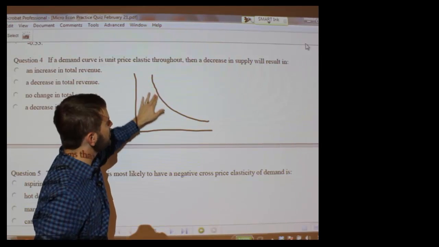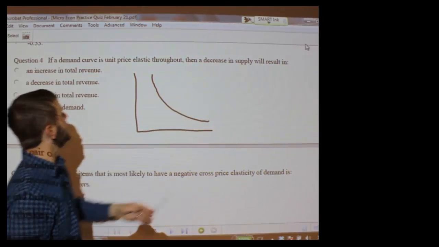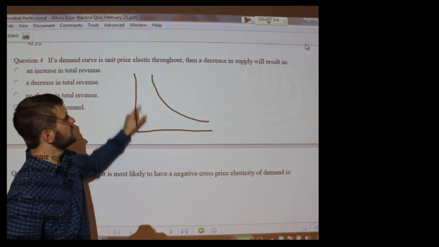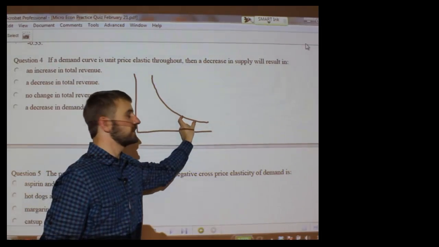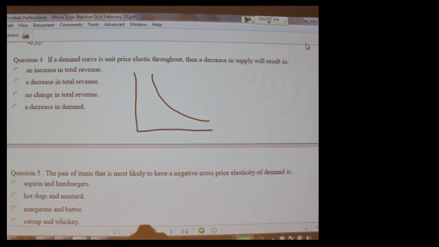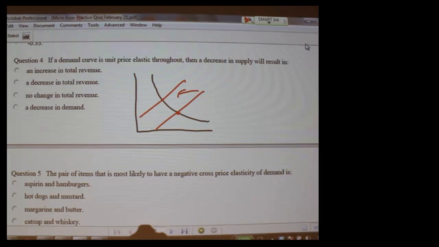But for demand curves that look like this, the elasticity is the same everywhere. And in particular, we're saying that this is unit price elastic everywhere. So the elasticity between here and here is negative 1. And the price elasticity of demand between here and here is also negative 1. Okay, so then what happens when supply decreases? So that means supply goes from here to here. What happens? Well, we go from this point to this point.